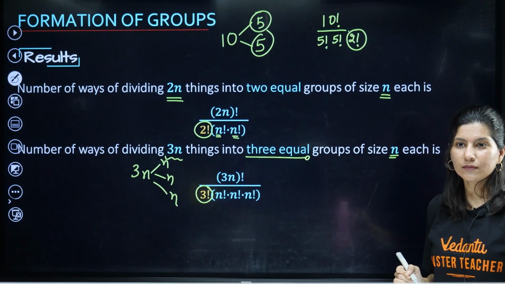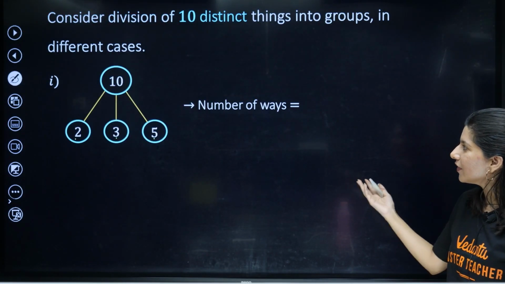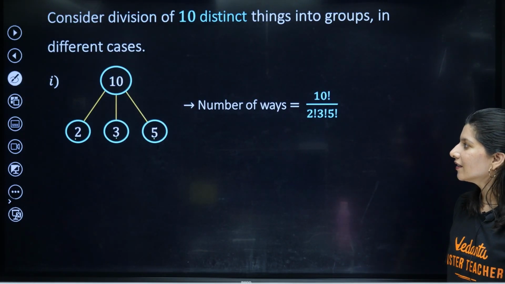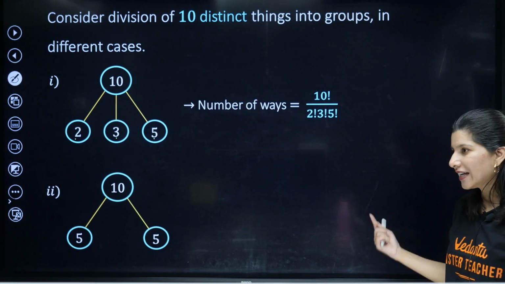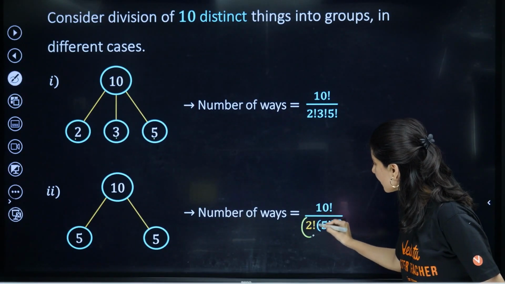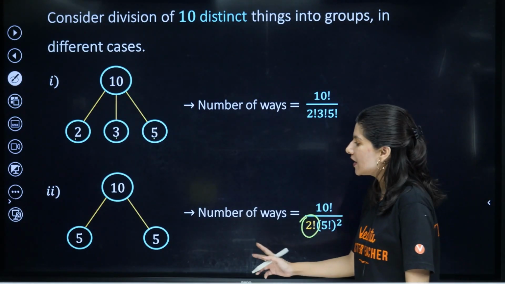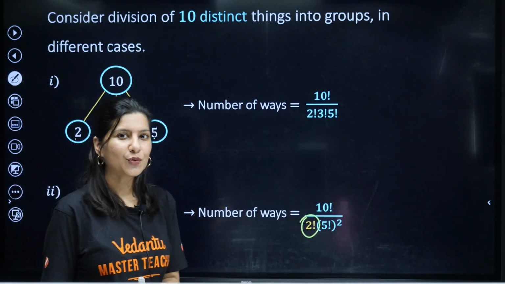Okay. Are you getting my point? Chalo. So now this we have already done, 10 ka 2, 3, 5. Now what about this? So the number of ways will be 10 factorial over 5 factorial, 5 factorial. But one more 2 factorial will be there, because how many equal groups? 2 equal groups. Now you know all the formulas.